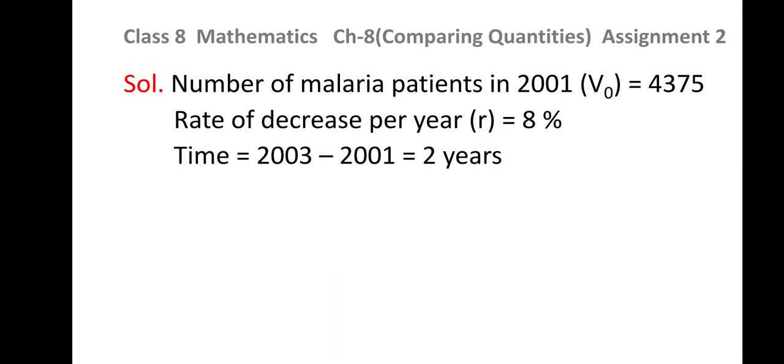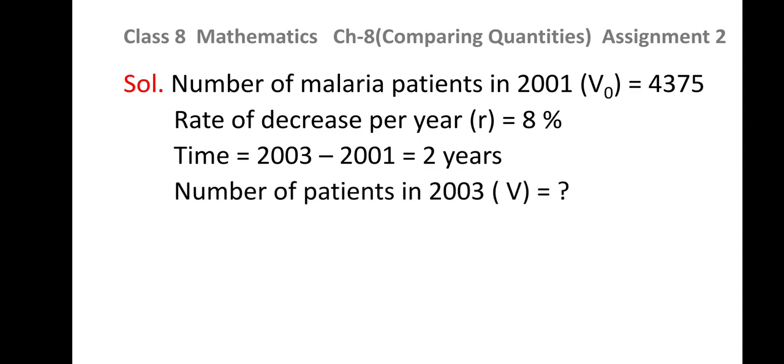So these are the variables given to us: V naught is 4,375, rate of decrease per year, that is 8%, time is 2003 minus 2001, you will be getting 2 years. Now, the number of patients in 2003 we need to calculate, that is, as I told you, the future value we need to find out. What will be the number of patients in 2003 we need to find out? So, V is unknown to us in this case.